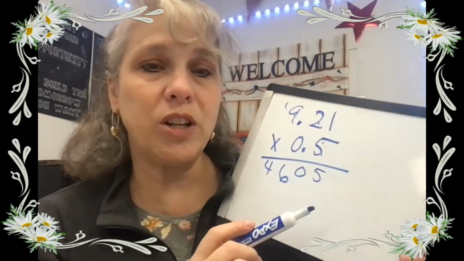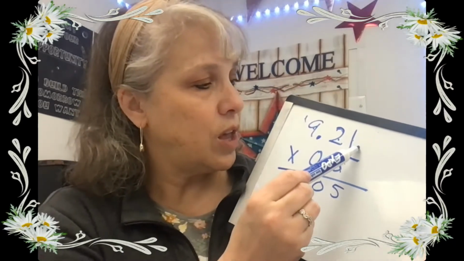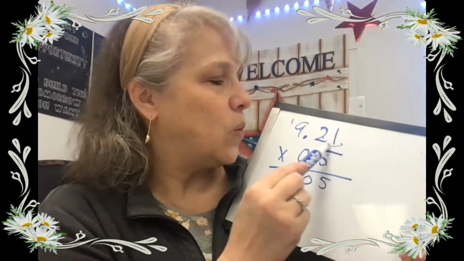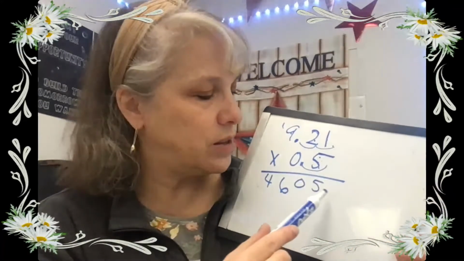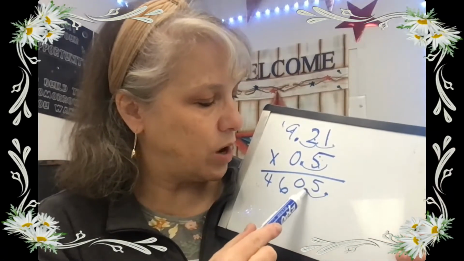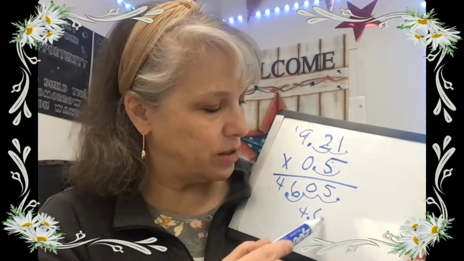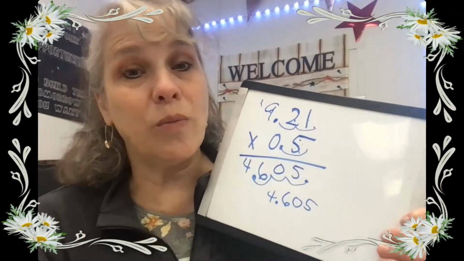Okay, and then I'm going to count how many places there are decimals. So I start at the right-hand side, 1, 2, 3. So there are 3 decimal places. So I start here and I go 1, 2, 3. So my answer is 4.605. Okay, so for multiplication, you just do it as normal and then count the decimal places.